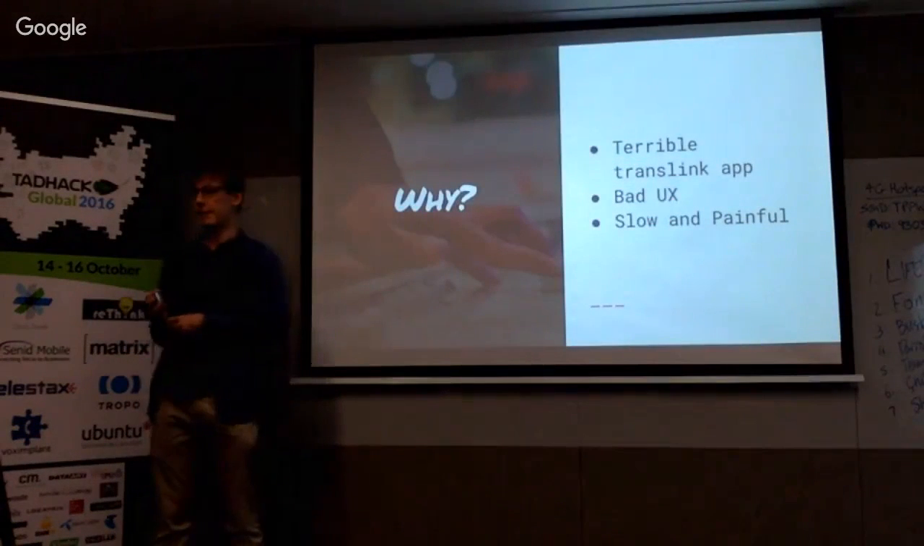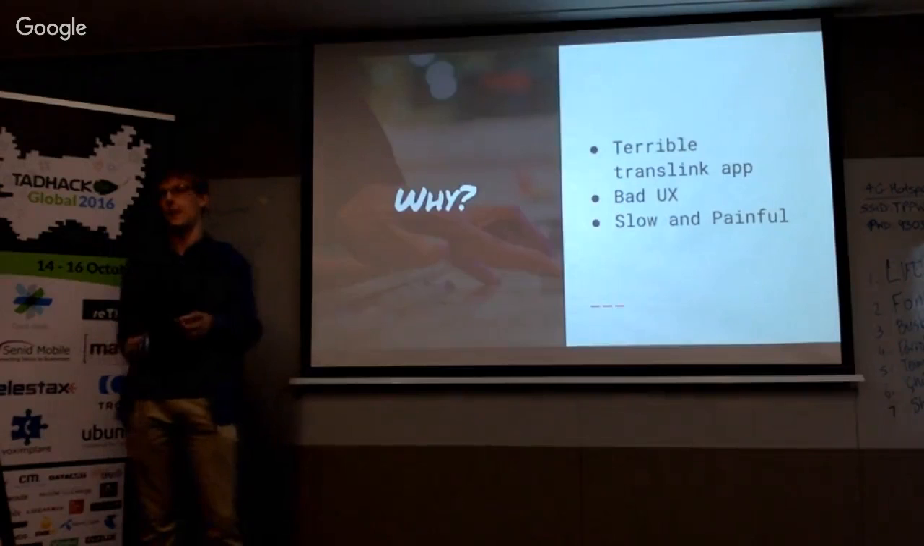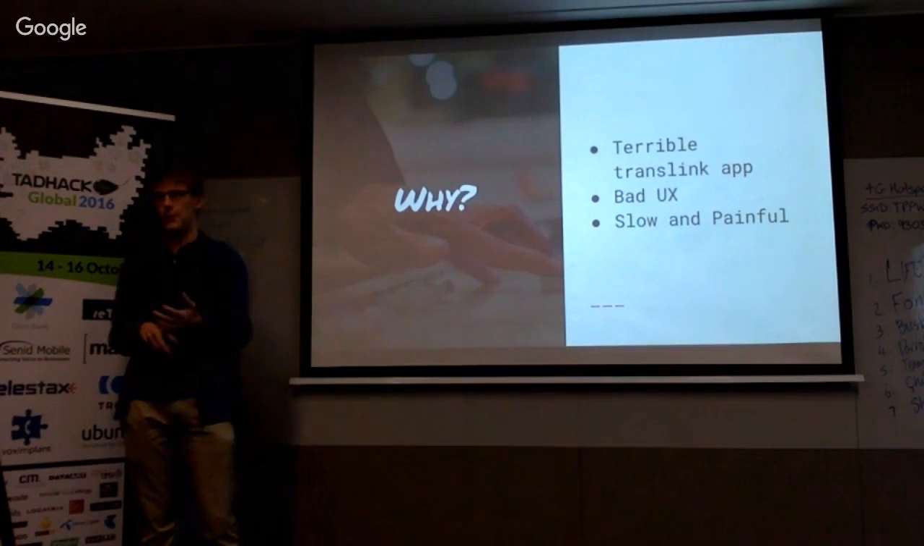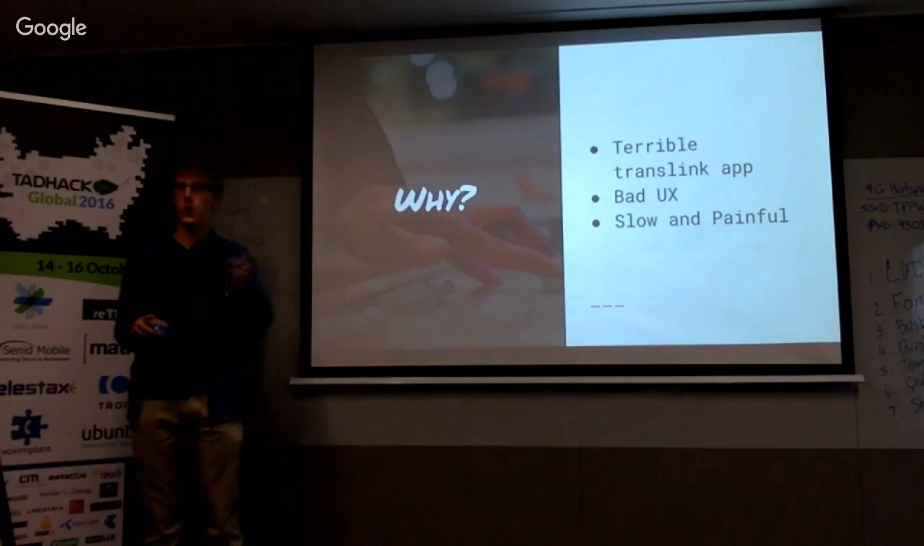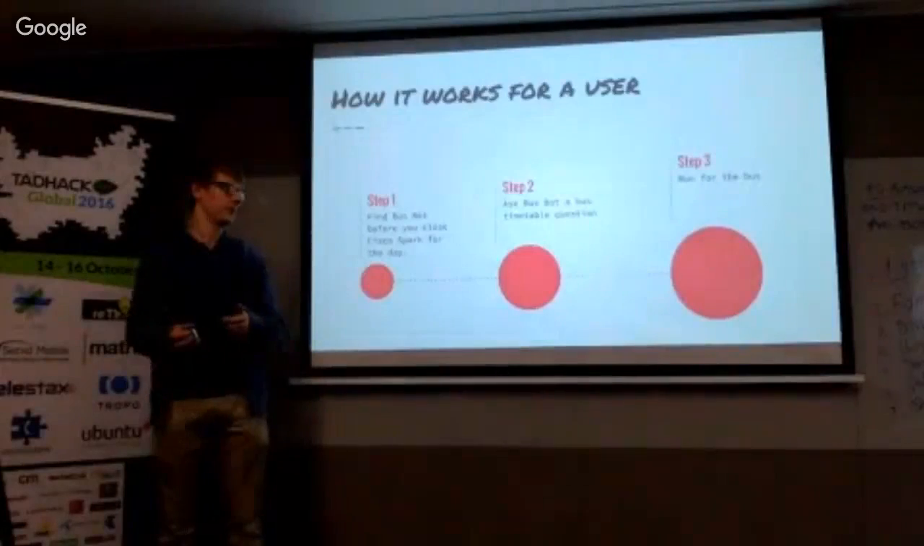Why? If anyone's around from Brisbane, they know that the TransLink app sucks. It's terrible, it's slow, and it takes ages to find the time. Generally, when you want to open it, you want to find one specific time really quick, and you want to know how fast you have to run. Terrible UX, and it's slow and painful to use.